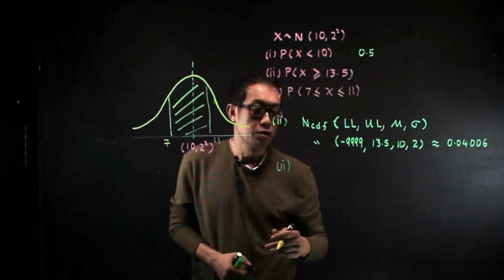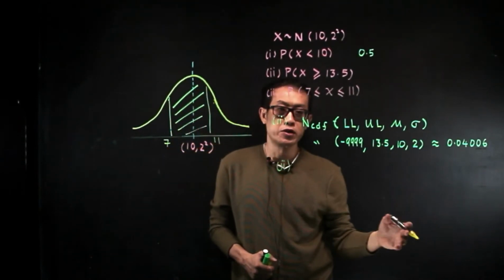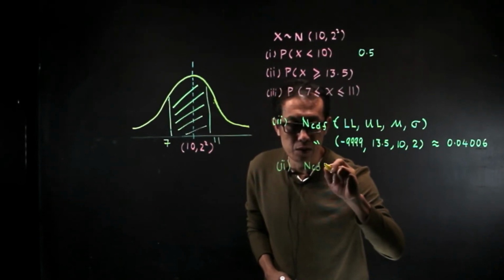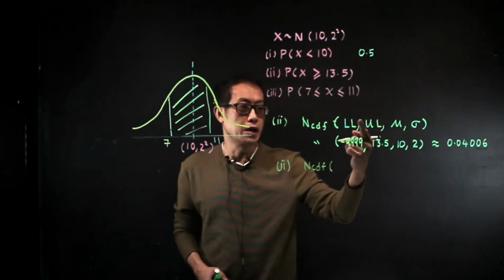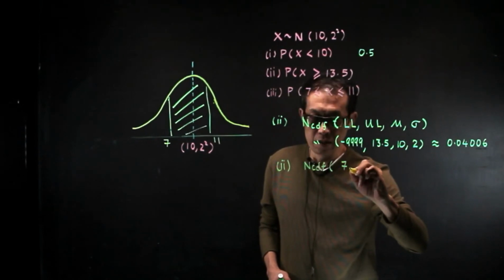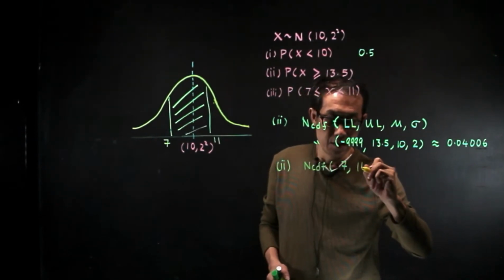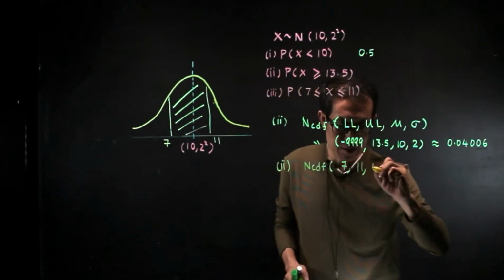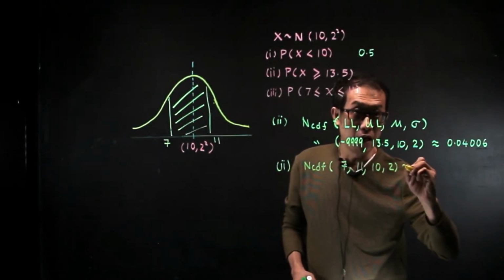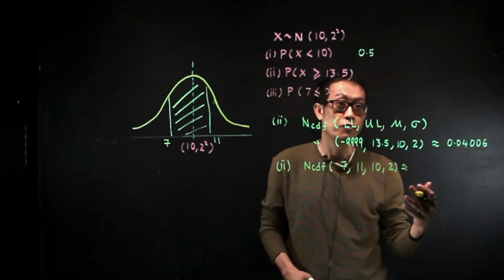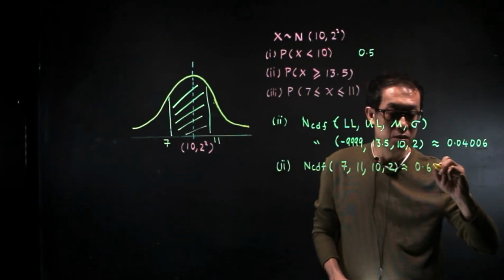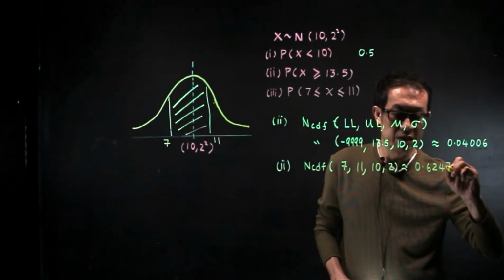Same thing, you just go to your distribution, normal CDF, and then they will prompt you to key in the lower limit and the upper limit. What is the lower limit now? The lower limit is 7, the upper limit is 11, followed by its mean, which is 10, and standard deviation 2. Just key enter, and then your answer will be approximately equal to 0.6247.